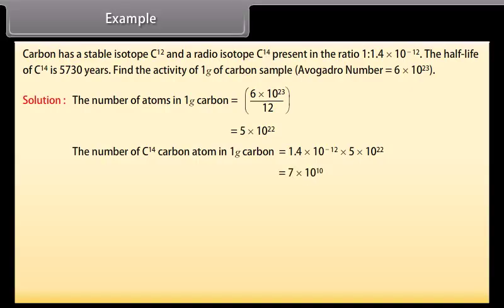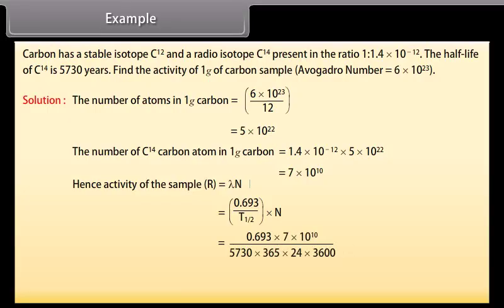Hence, the activity of the sample R is equal to λN, which is equal to 0.693 divided by T½ times N, which is equal to 0.693 × 7 × 10^10 divided by 5,730 × 365 × 24 × 3,600, which is equal to 0.26 per second per gram. Approximately 16 per minute per gram.